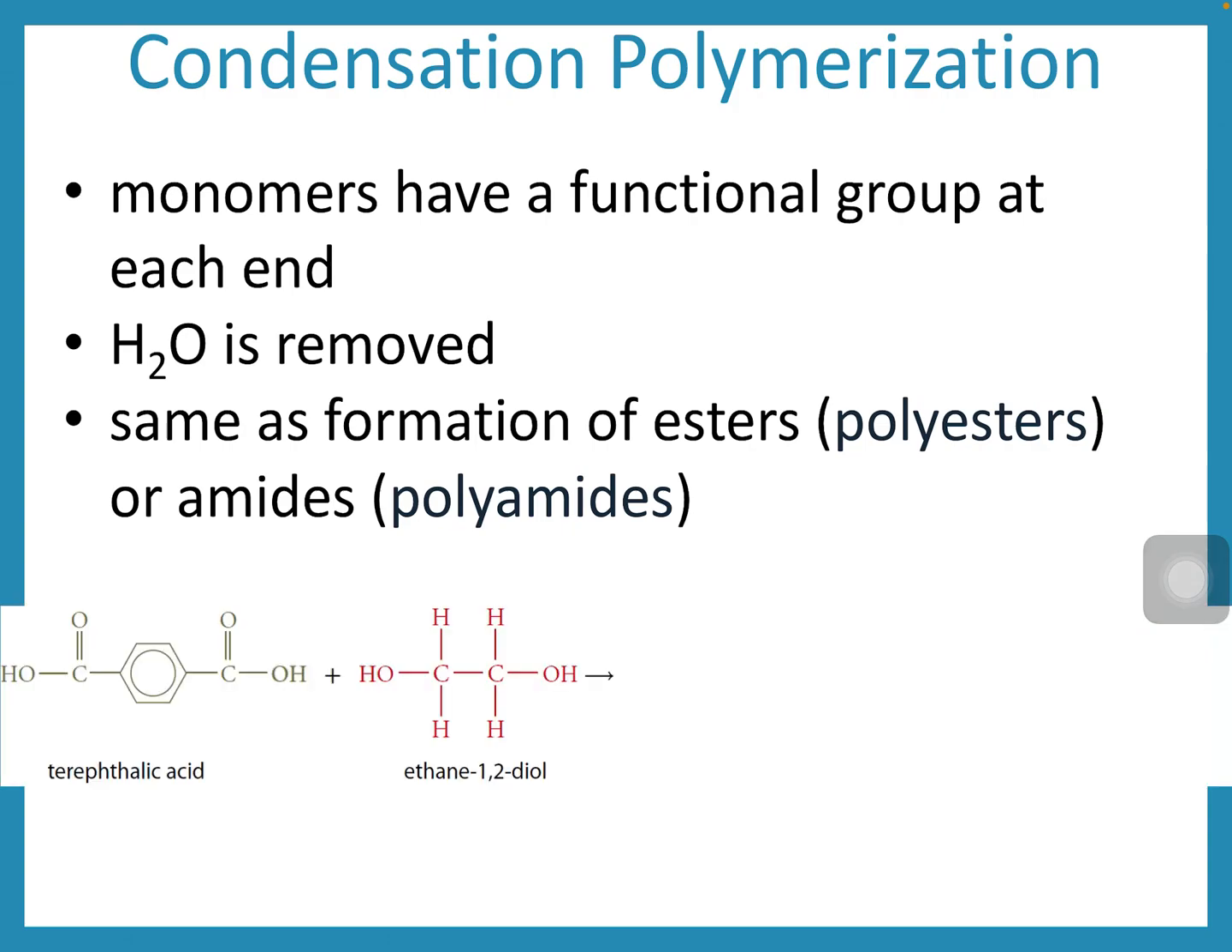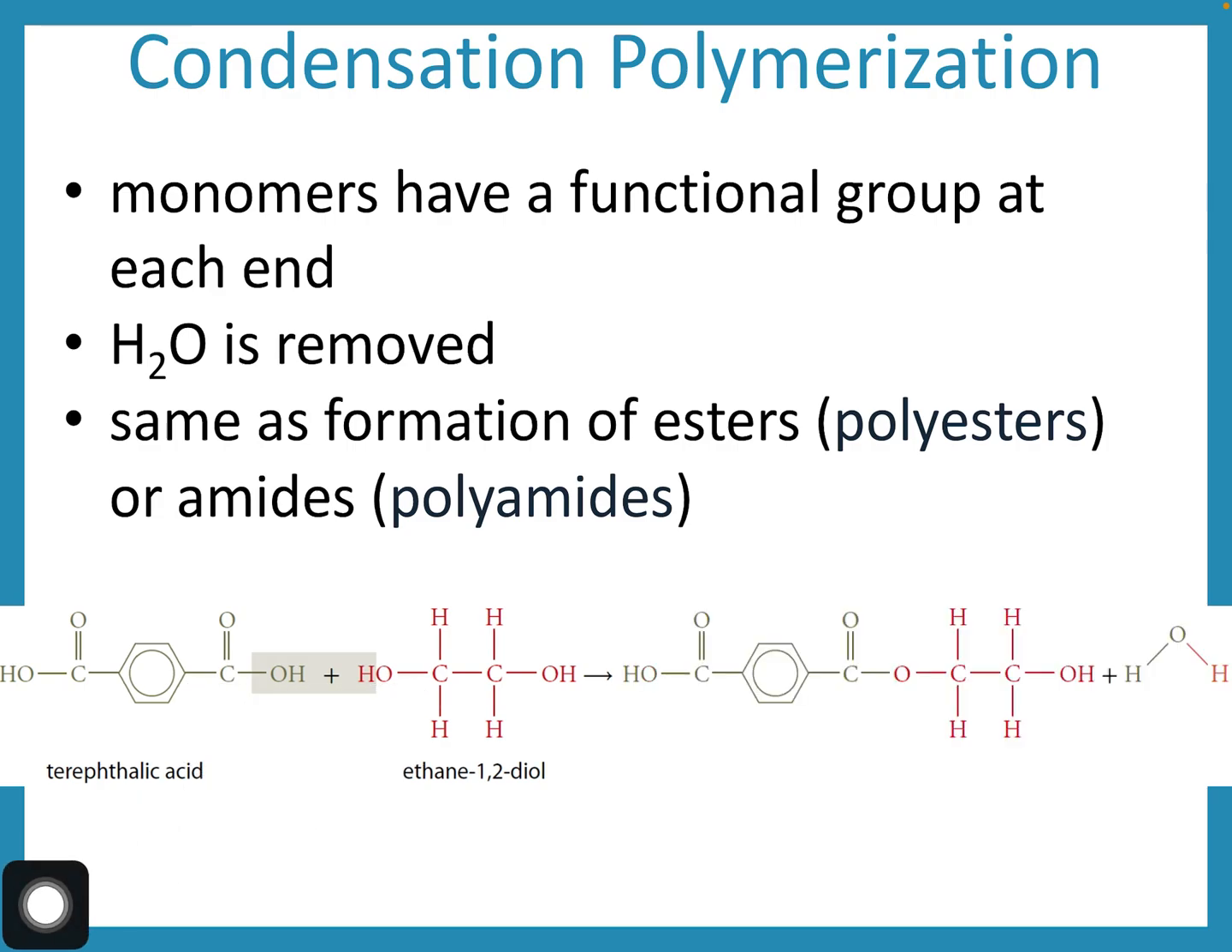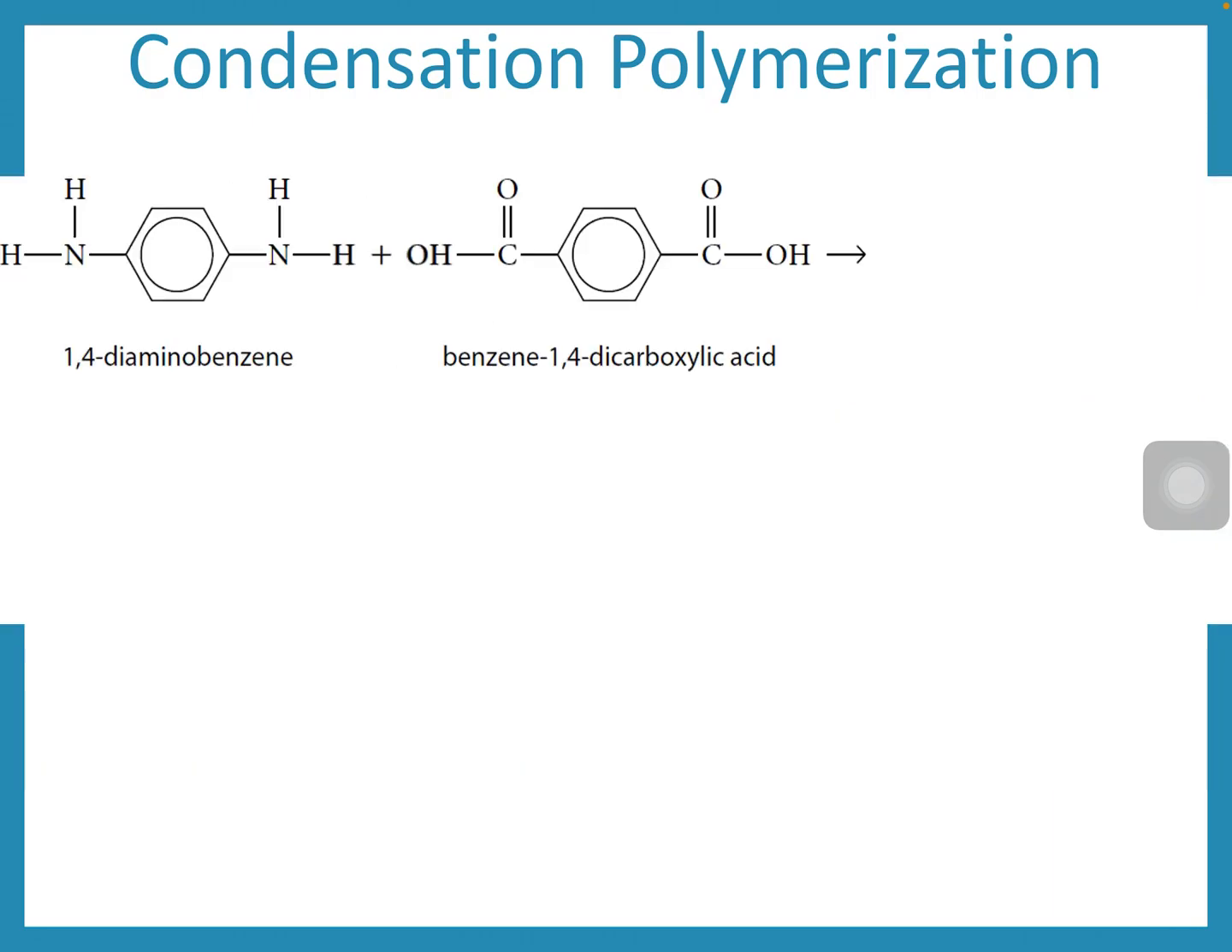So here we have terephthalic acid and ethane 1,2-diol. And so here we have a water that is going to be removed, and then this carbon and this oxygen are going to combine together over here, and that is an ester linkage over there now. So here is an ester that's created, and as that continues on and on and on, that is going to be called a polyester instead of just an ester, because we have many esters combined together.